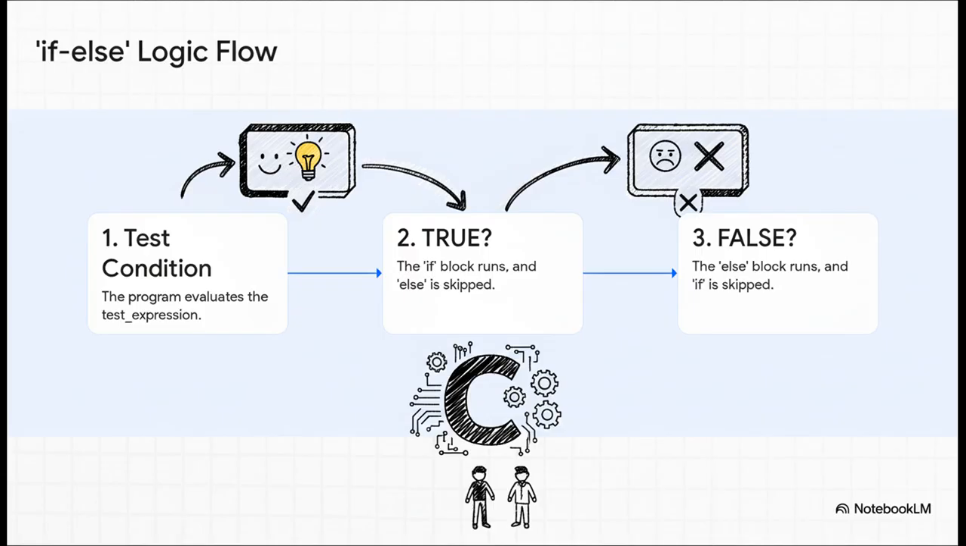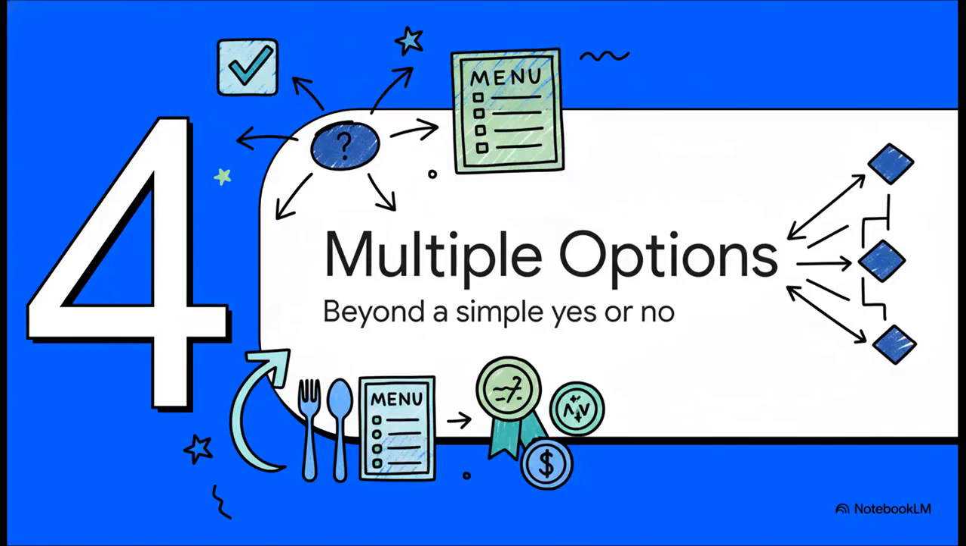If it's true, it's forced down one path, it runs the if block. If it's false, it's forced down the other path and runs the else block. The key is it has to choose one. It can't skip both.